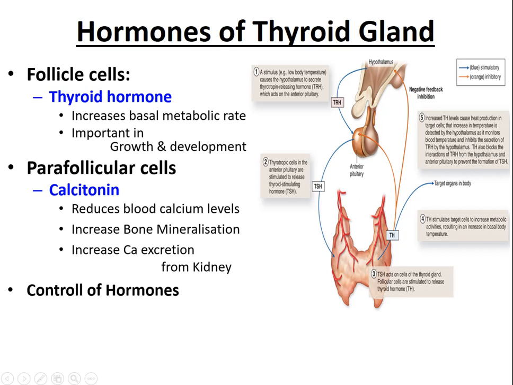And remember, thyroid hormone is controlled by the pituitary, which secretes thyroid stimulating hormone, while thyroid hormone itself negatively feeds back and inhibits TSH. Of course, the pituitary is also controlled by the hypothalamus, which secretes thyrotropin releasing hormone.